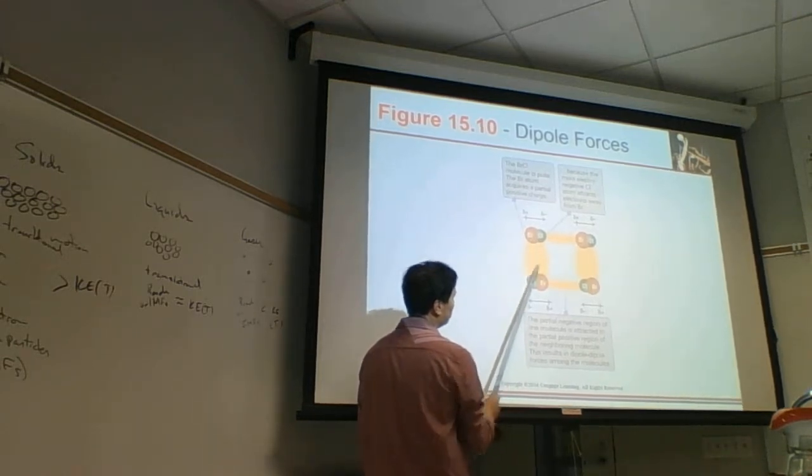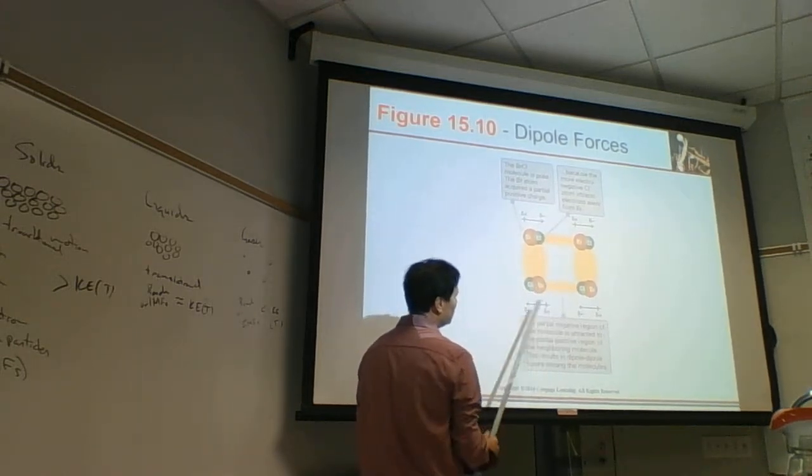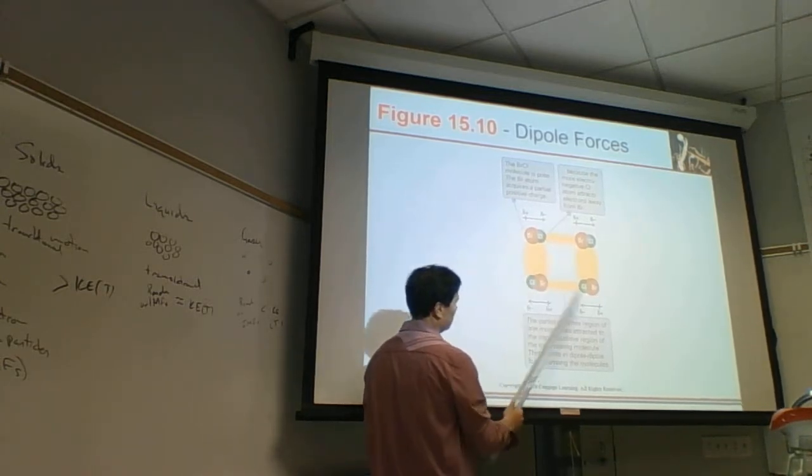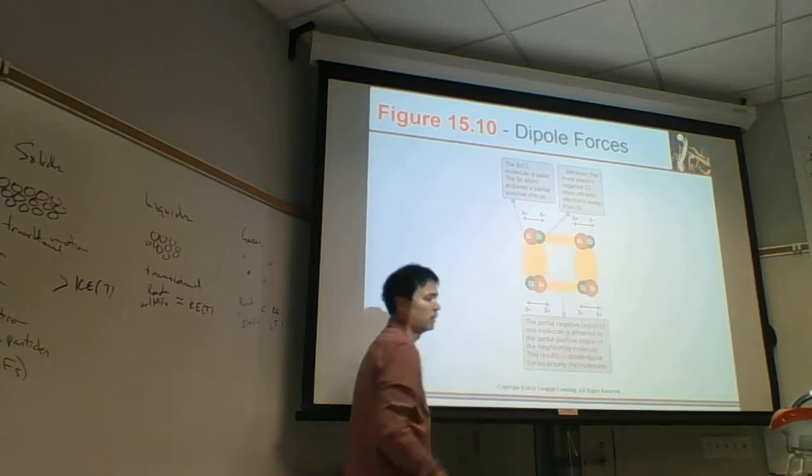The chlorines and the bromines like to line up. These are what we call permanent dipoles. These are fixed dipoles here.